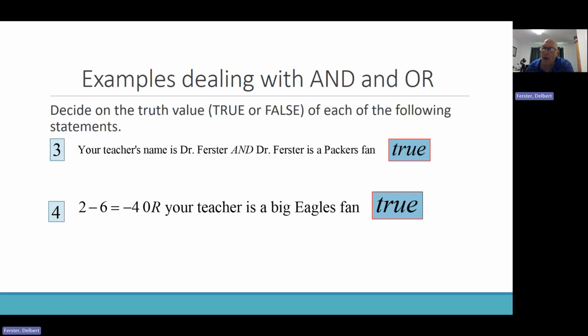So make sure you're happy on and or. And is a bit more stringent. For an and statement to be true, both component statements must be true. Or is a little more forgiving. For an or statement to be true, one or the other, or both, could be true.